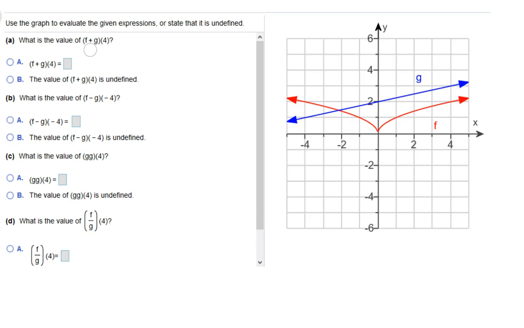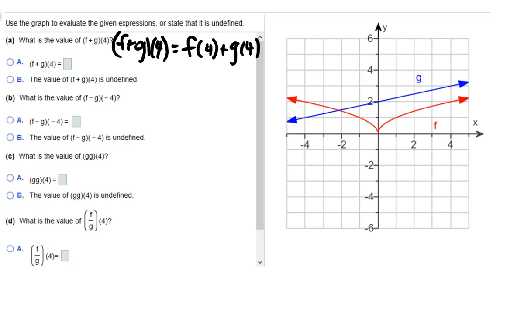The f plus g part is the name of the function, but not only the name, but how the function is constructed. You have some function named f and some function named g, and you construct f plus g by adding f and g together. So to start working this problem out, we're going to rewrite the original problem based on this definition. f plus g of 4 is the same thing as f of 4 plus g of 4.